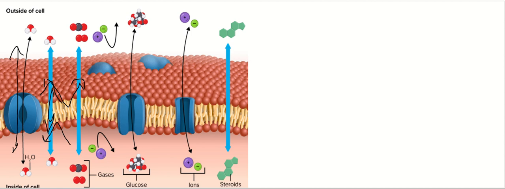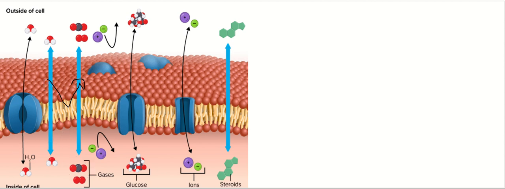All right, gases. Oxygen: if you have more outside the cell, it's going to go in the cell. Carbon dioxide, that's this other one here: if you have more of it inside the cell, building up, it's going to leave the cell right through the membrane, the phospholipids.